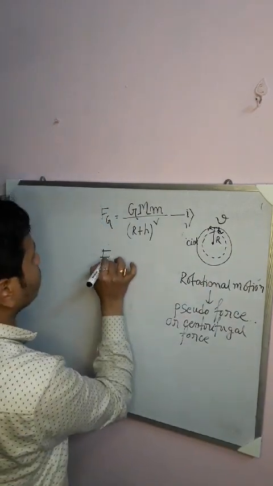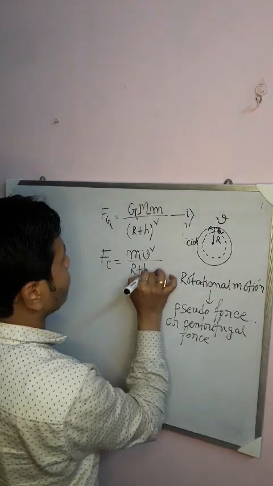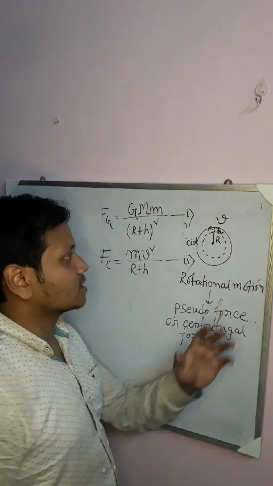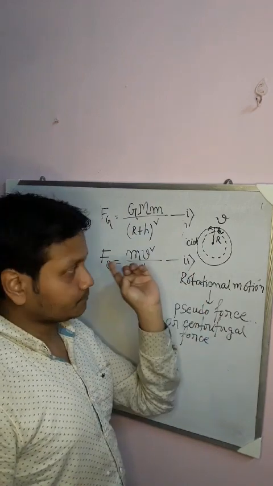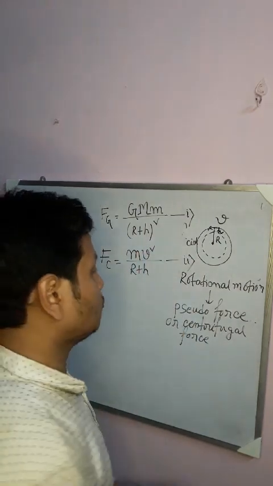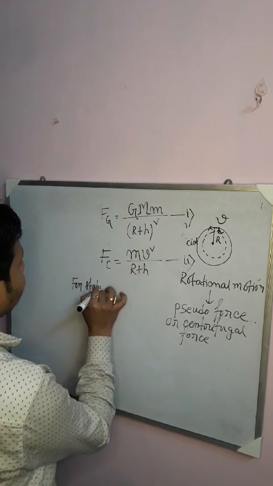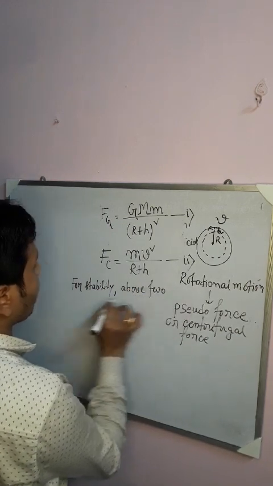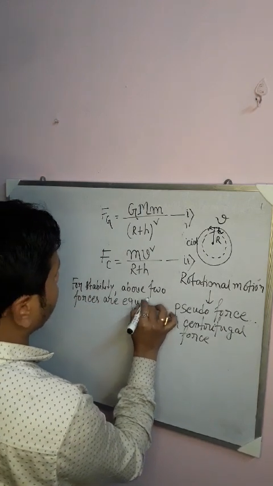So what is this? We all know, mass of the satellite into its velocity square upon r plus h. So this is the centrifugal force due to the rotation of the satellite around the Earth, and the stability condition is that if these two forces are equal, then the system will be stable. So for a stable system, these two forces must be equal.